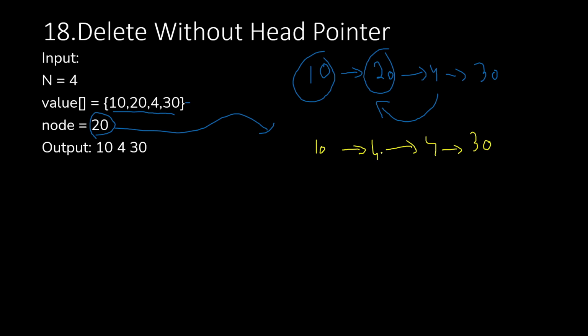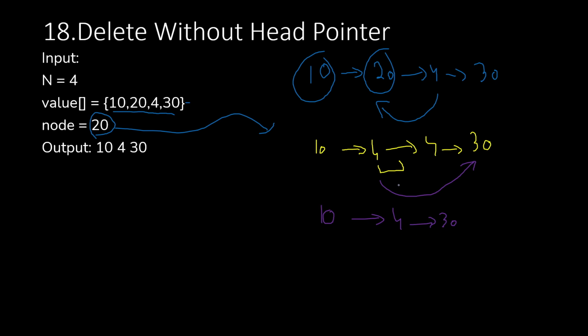Now after copying, I will make the next pointer point towards this value directly. If we are pointing directly from 4 to 30, then we are not disturbing any linked list element in this case. After pointing this 4 to 30, the new linked list will be 10, 4 and 30. Here we only change the data. We haven't changed the address. So that's why it is working.